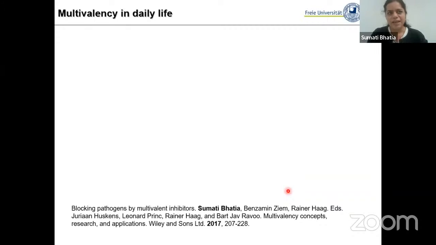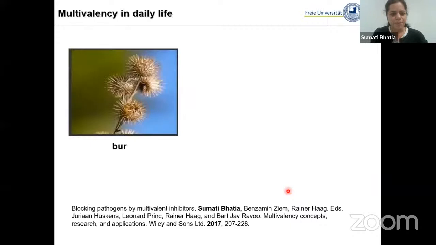So multivalency, as the name suggests, means that different ligands are presented in a multivalent fashion on a surface, right? For example, you might have seen this dried seed called burr, which has these needle-like structures distributed on its surface in a multivalent fashion. This is the best example of multivalency, which you can see in a garden or in day-to-day life.